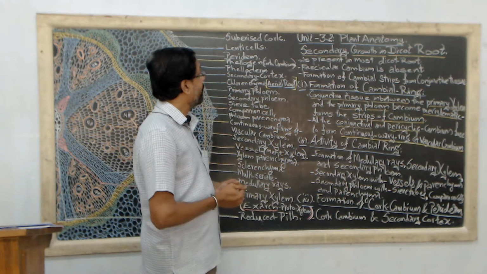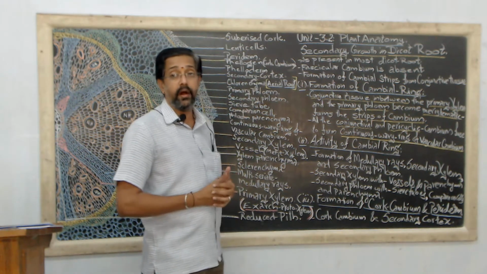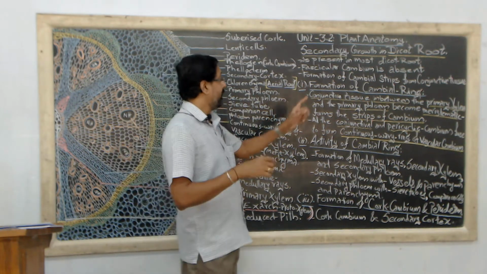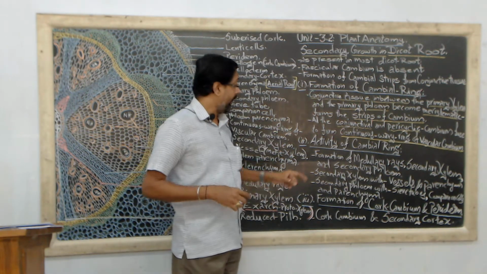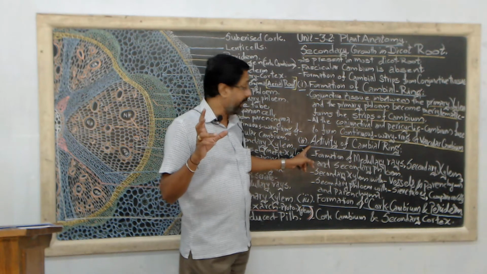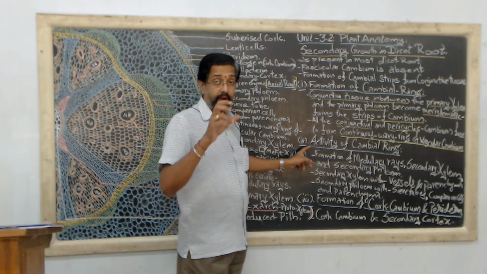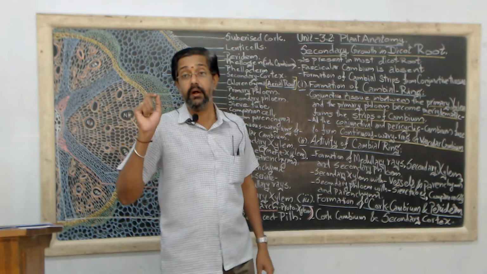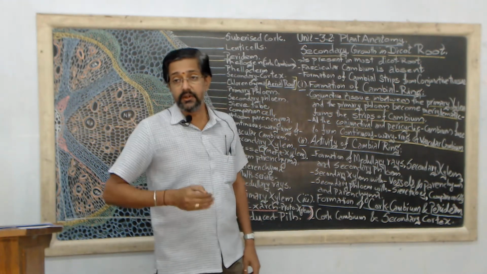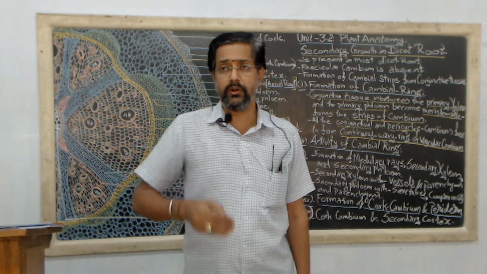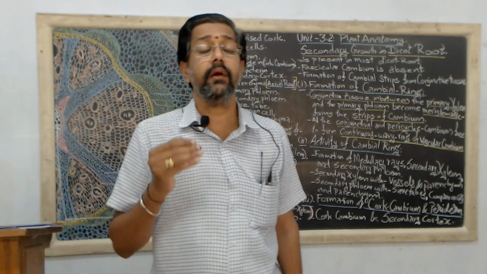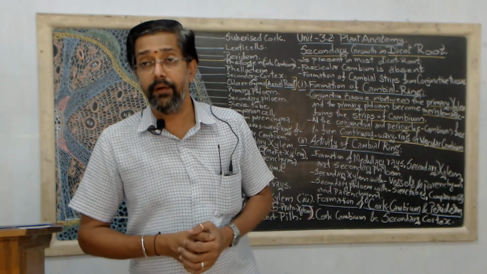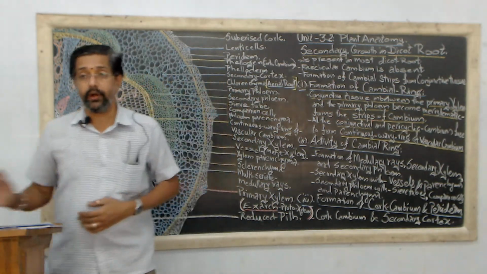So majorly, secondary growth in the dicot root consists of three processes. One is formation of the cambial ring, second is activity of the cambial ring, and third is formation of both cork cambium, periderm, and the lenticels. So this is the process of secondary growth or secondary thickening in the dicot root in plants. Okay, thank you.